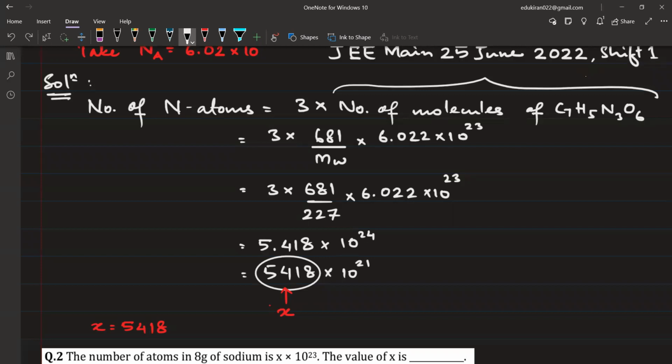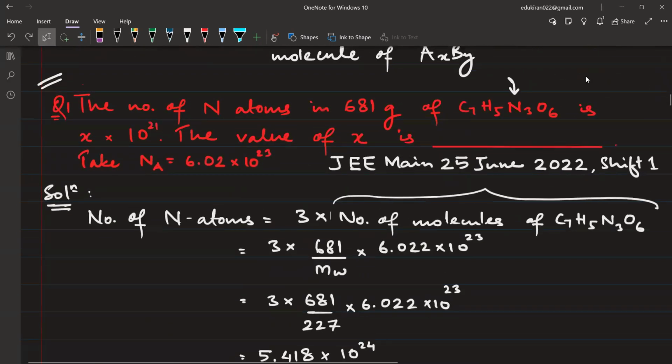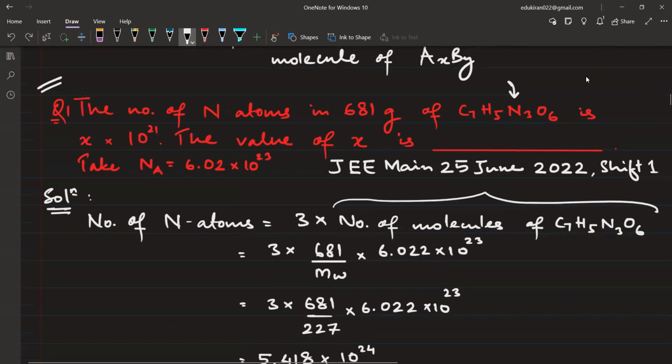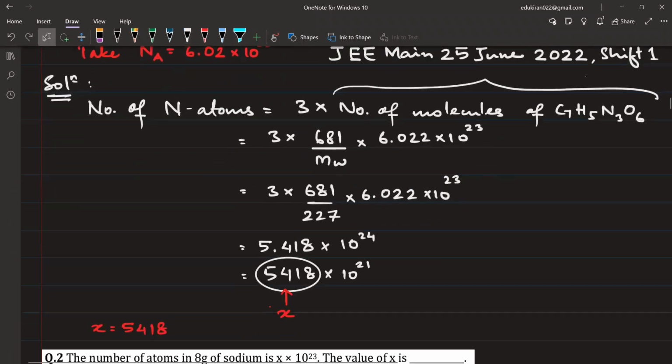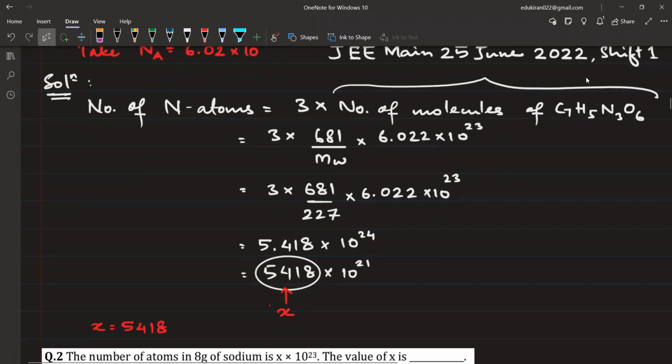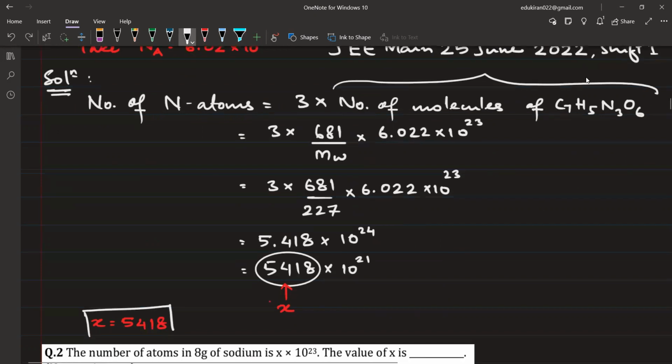Now why did we change 10 to the power 24 to 10 to the power 21? Because they have asked me in the format x into 10 to the power 21. So they want us to have the power 10 to the power 21, and when you convert 10 to the power 24 to 10 to the power 21, it will be equal to 5418. So x will be equal to 5418. Please note this down. After that, the next question is similar.